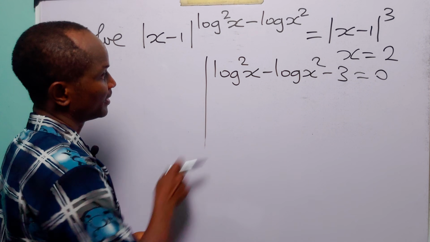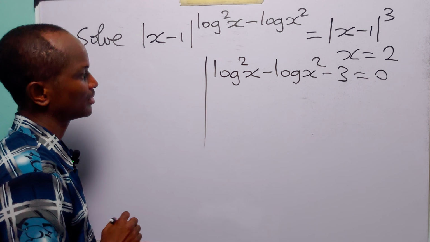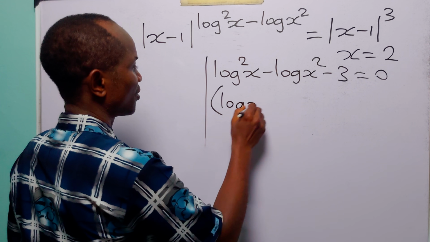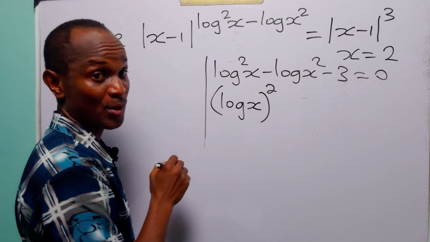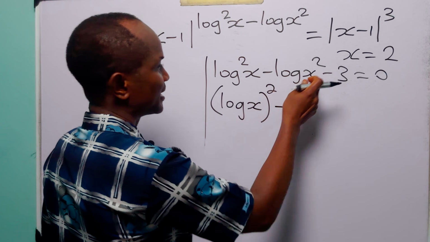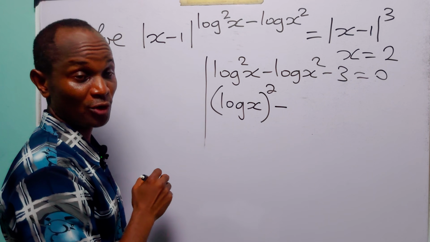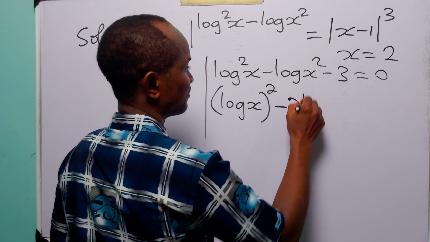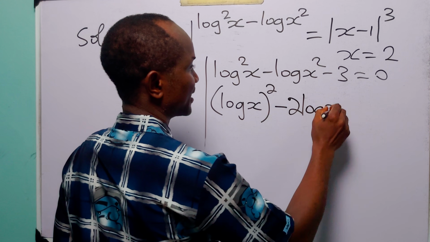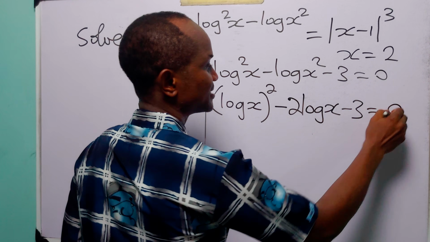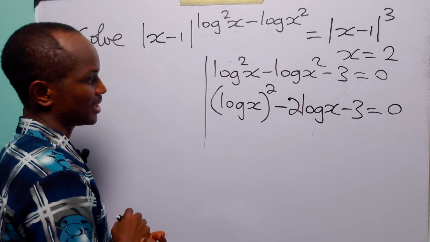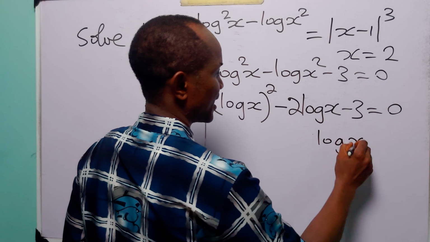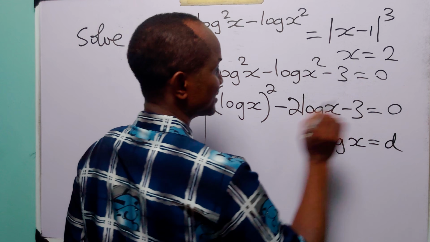Now to solve the second equation, remember that we can write this as log squared x minus log x squared minus 3 equals 0. Now let us apply the power rule of logarithms to this term. We bring down 2 to become the multiplier of log x. We have minus 3 and this is equal to 0. Now let us do a substitution. Let log x be equal to the letter d.